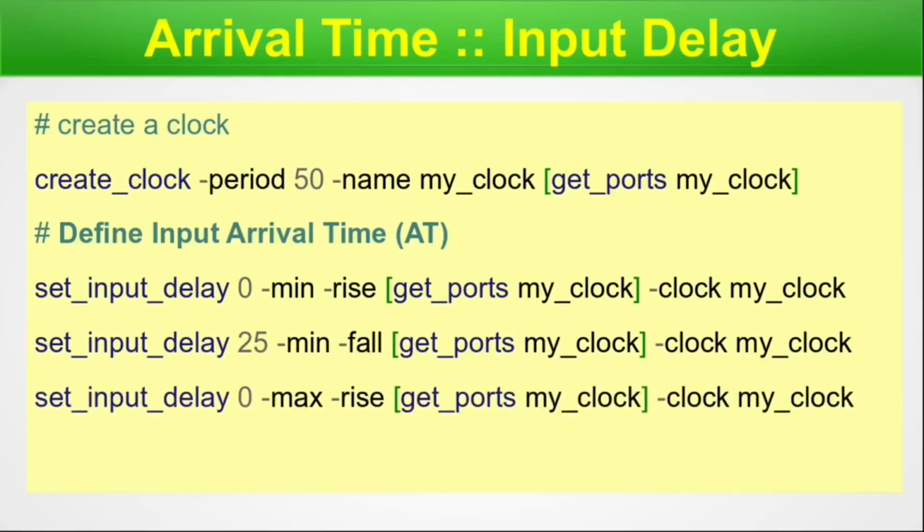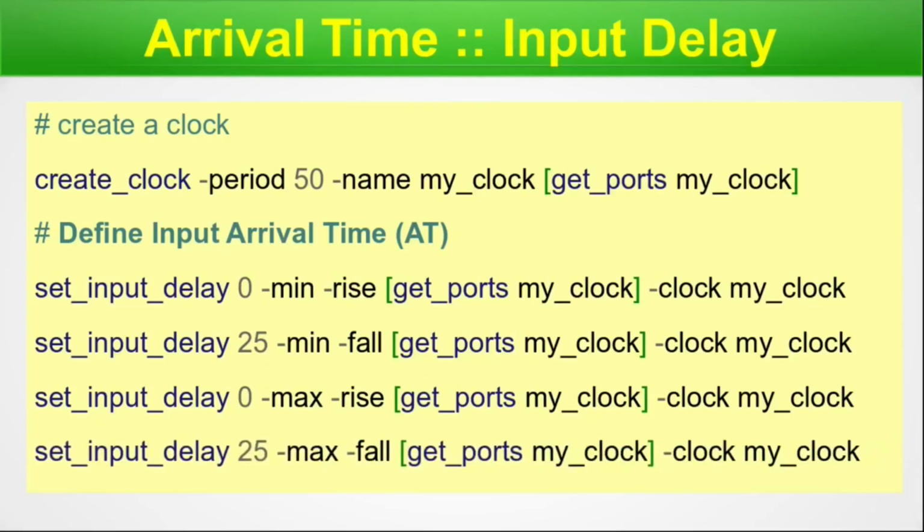Set input delay 0 max, that is rise, this is for rise transition. Get ports my clock, and clock name is my clock. Again, we have set input delay 25 max for fall, and get ports all the ports of my clock, and the clock name is my clock.